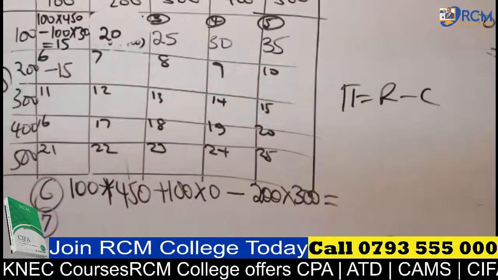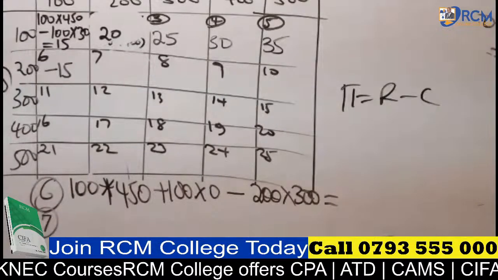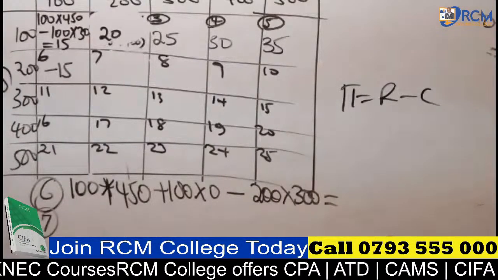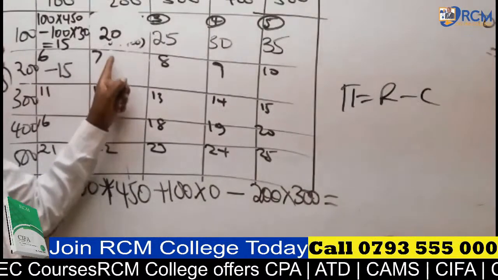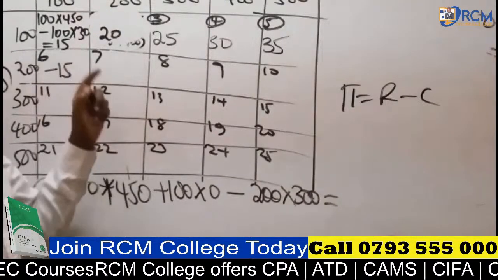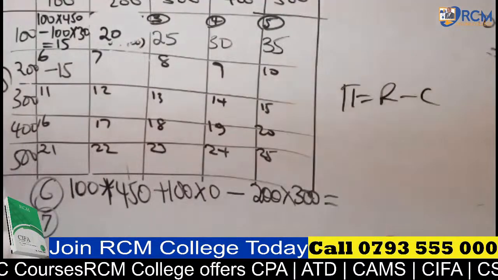Cell number 7 is a perfect match. There is nothing to think about, because here in cell number 7, we supplied 200, and 200 have been demanded.